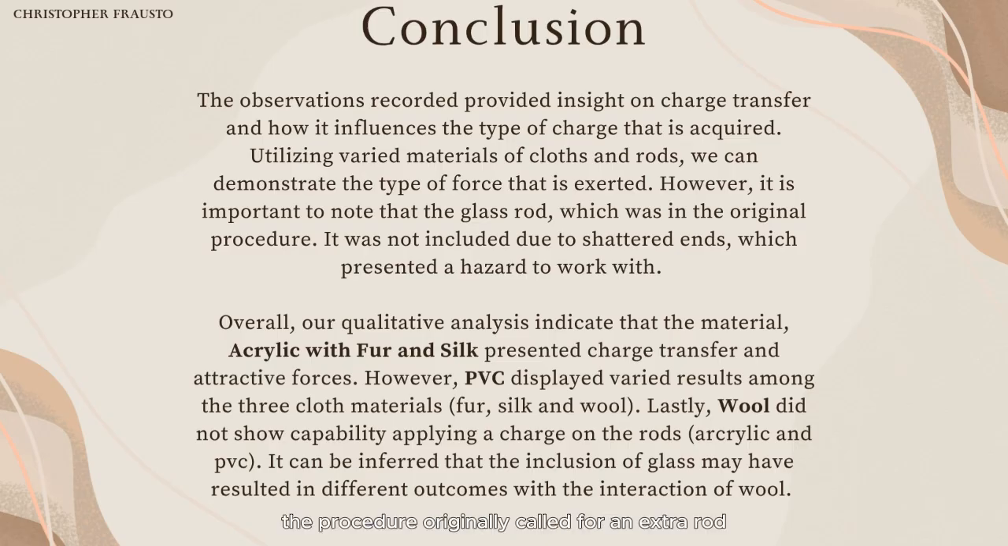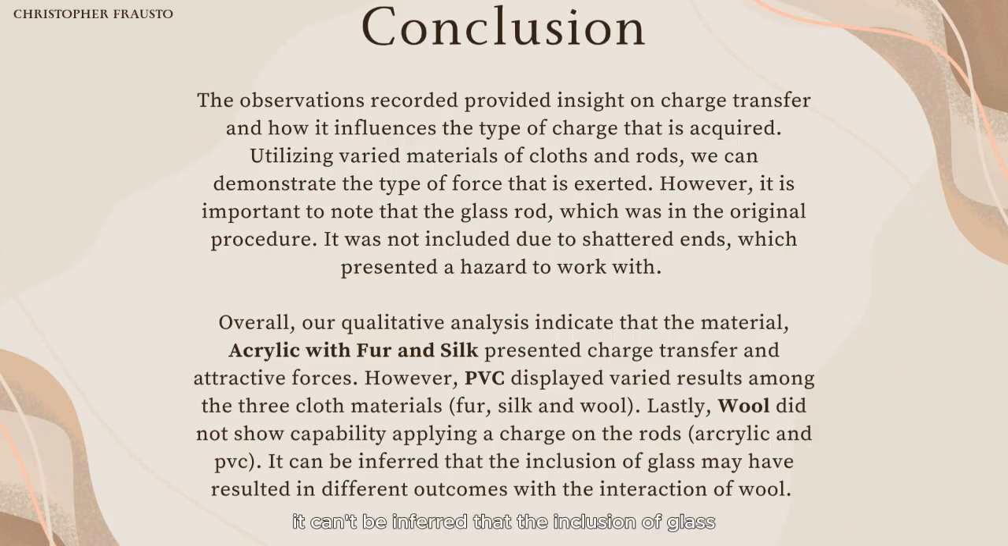Importantly, the procedure originally called for an extra rod made of glass. However, the ends were shattered, which presented a hazard to work with and therefore it was not utilized in this experiment. Overall, our qualitative analysis indicates the material acrylic with fur and silk presented charge transfer and attractive forces more consistently compared to PVC, the other rod material, which displayed varied results of attractive, repulsive, and no forces. Lastly, wool was the only cloth material that did not seem to show any capability of charging the rods.